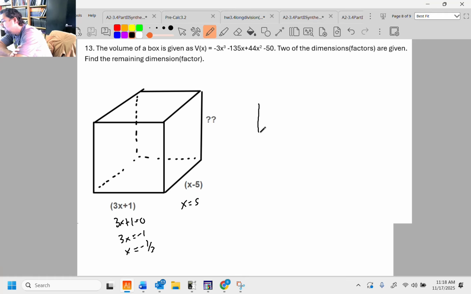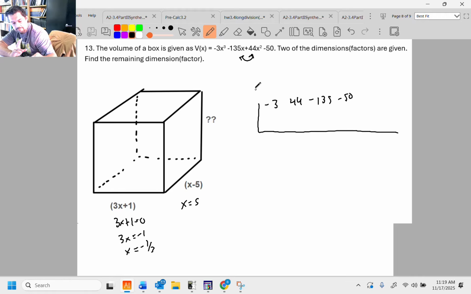And we're just going to do some synthetic division. Our coefficients are negative 3, negative 1, 30. Whoa, that's out of order there. I don't know why I did that. I'll leave it that way. 44, negative 135, and negative 50. And hopefully I don't need to check my work on this one. Yeah, I just wrote it down wrong. I'm going to do the 5 first because it's easier.